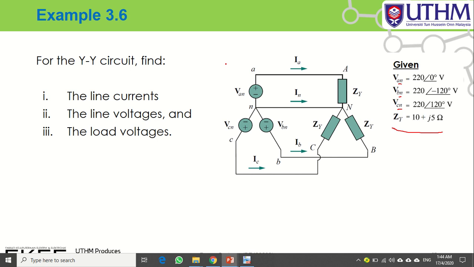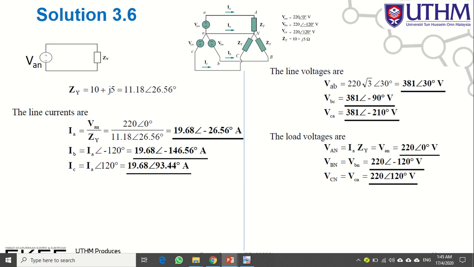Okay, we can do the per phase analysis. You have three different circuits, but you just calculate for one phase. You just analyze one phase, and the rest you can find according to the balanced system. So from the three phase circuit, you convert to the per phase equivalent circuit. This one we call the per phase equivalent circuit.